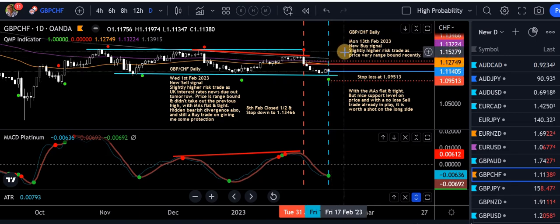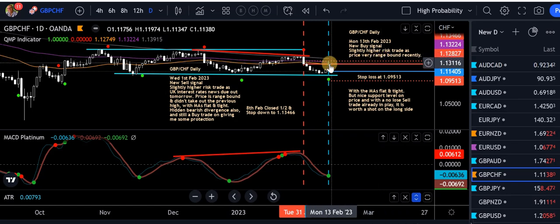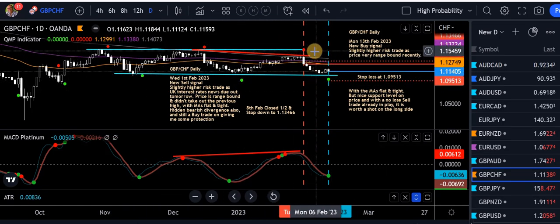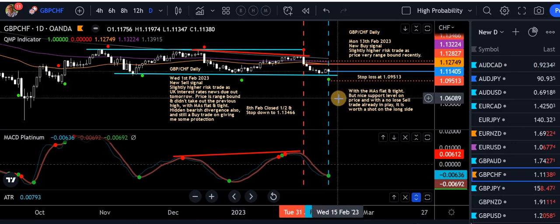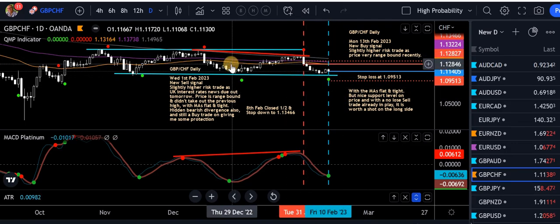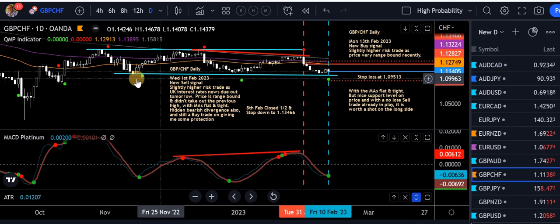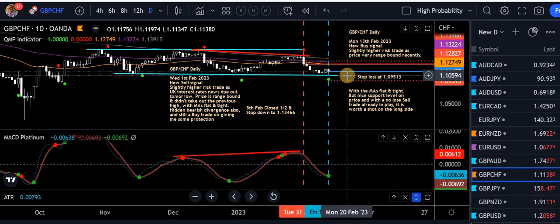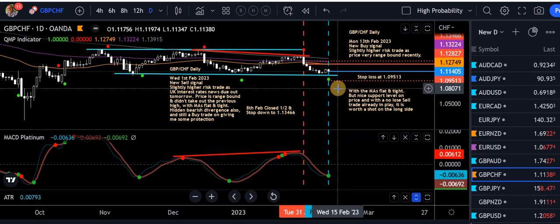You can read my notes for it here. Slightly higher risk because price is very range bound. Look at this. It's just sideways. It's decent moves. This thing does move a fair bit. The MAs are flat and tight. That's moving averages. Nice support level along here. And I've already got a sell trade on and no lose position, so it gives me some protection to the downside.